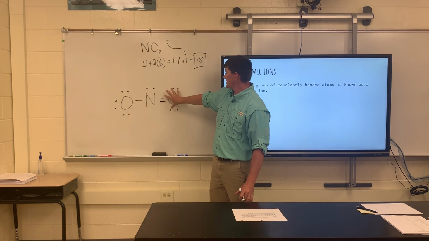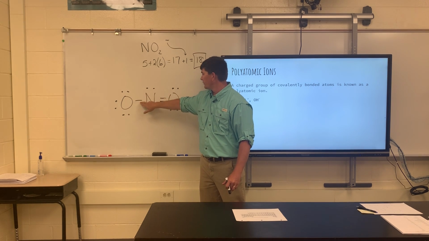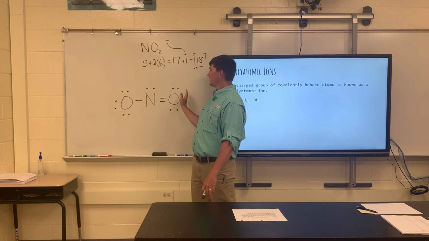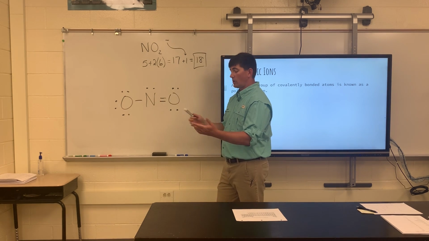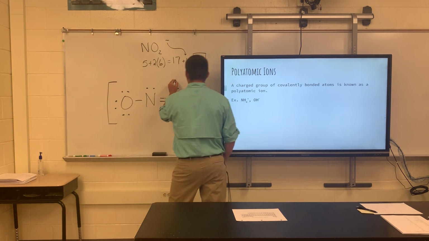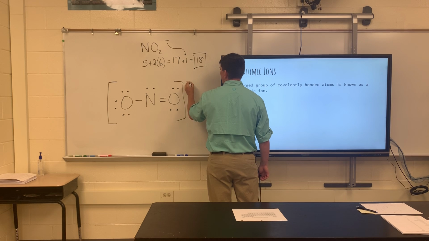Now, this one still has 8. 2, 4, 6, 8. This one still has 8. 2, 4, 6, 8. But our total is now 18, what we want. So the only thing we've got to do to finish is bracket, and up here in this right-hand corner, put the charge of the polyatomic ion.